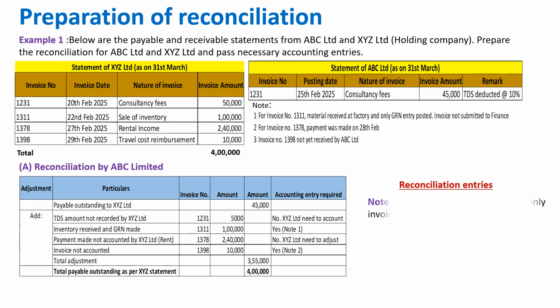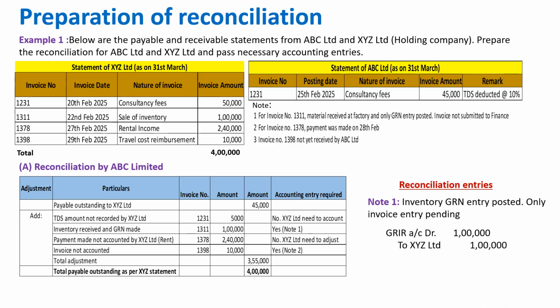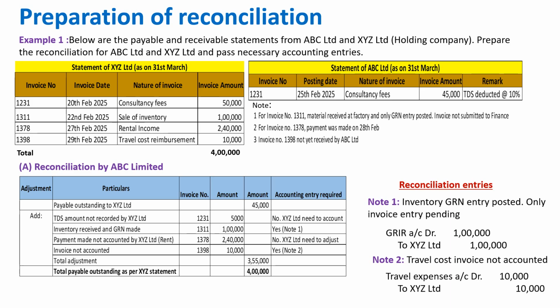So what are the reconciliation entries you're going to post here? For the first one, inventory GRN entry posted, only invoice entry pending. Here the entry we are going to post is GRN account debited, XYZ Limited credited, 1 lakh, right? And for the travel cost invoice not accounted, you are going to post the entry: travel expense account debited 10,000, XYZ Limited credited 10,000. In certain companies, they don't directly post the entry in the vendor account. They will have a clearing account which is mapped to these related parties. So you can post these entries and then reverse them on the next day, that is in the following month, so that when you get the real invoices, you post those. But these will be the adjustment entries posted to ensure that your liabilities and the receivables shown by the other company match.